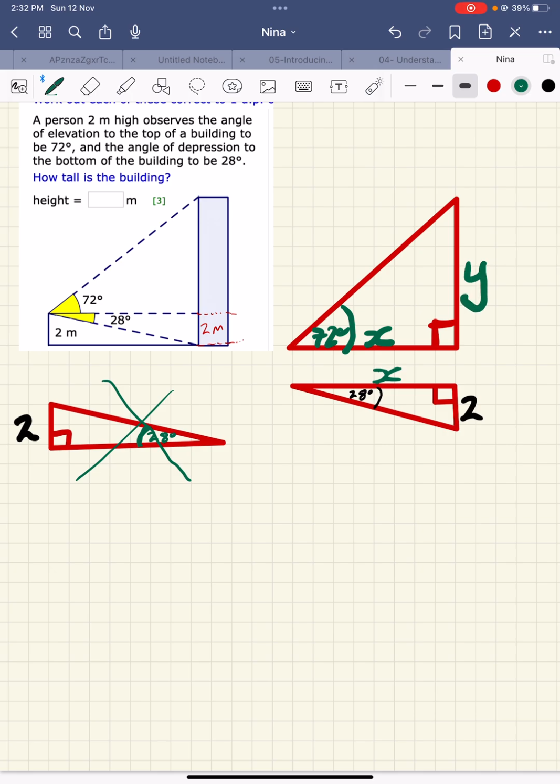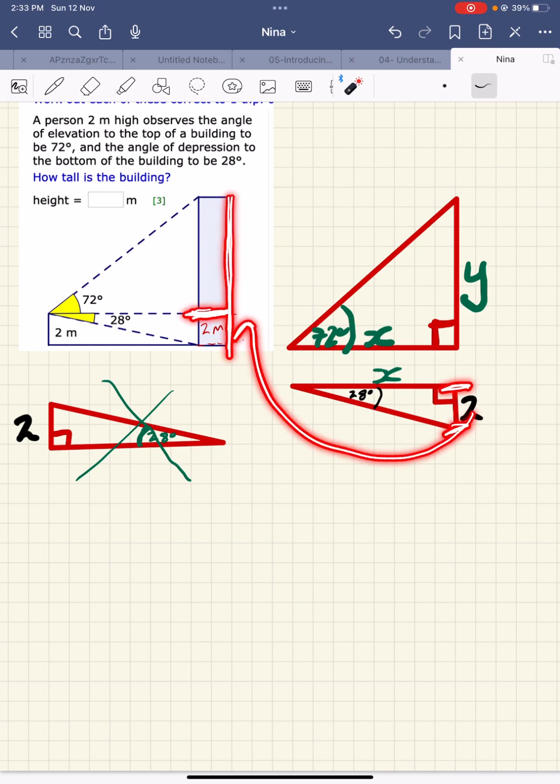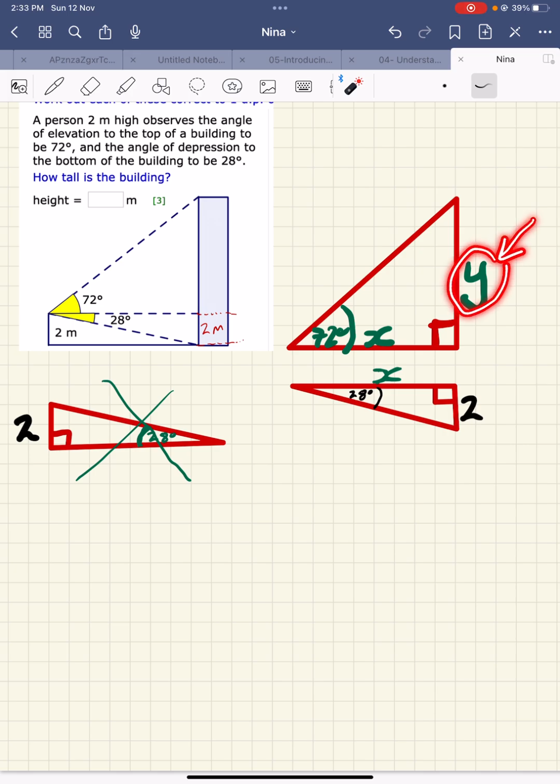Alright, so let's just have a little look at it. We want to work out the overall height of the building, this length here. And we've split it into two pieces. We've split it into the 2 at the bottom, and then this part here would be the y. So the height of the building is going to be 2 plus y. Okay, now how do we work out y? Well, to work out y, we're going to have to find x, and then use x with the 72 in this triangle.